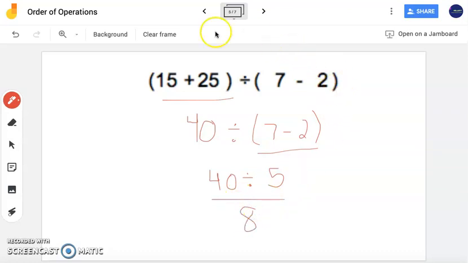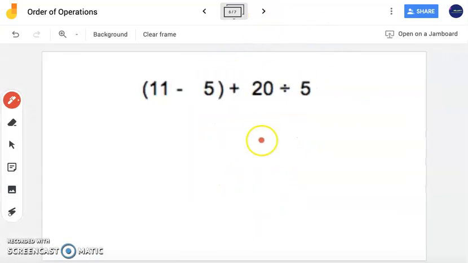Notice again, we had a nice big expression here, leaving me with one final answer of just 8 as the answer to this problem. And notice I rewrote this on the side of my paper. I rewrote each step one at a time, working my way down. In this problem here, again, I have parentheses, I have addition, I have division. There's a lot happening. But just like I did in the previous problems, parentheses comes first.